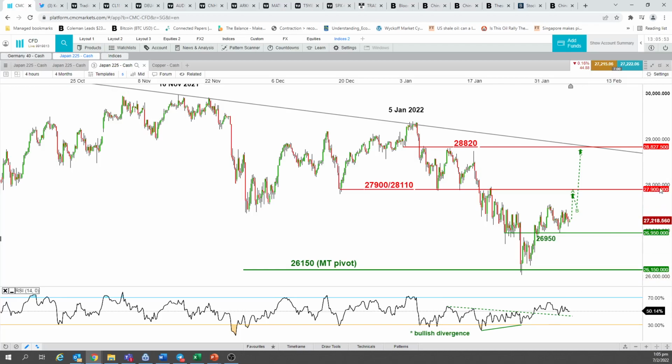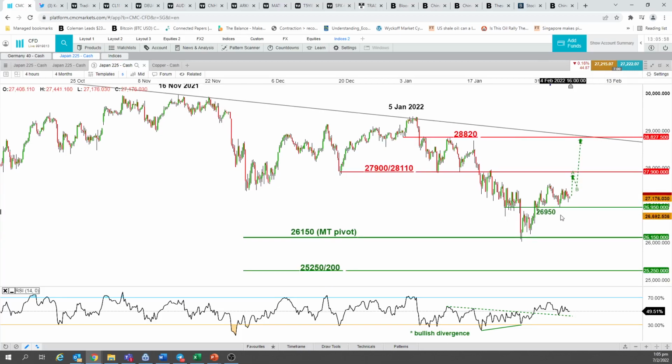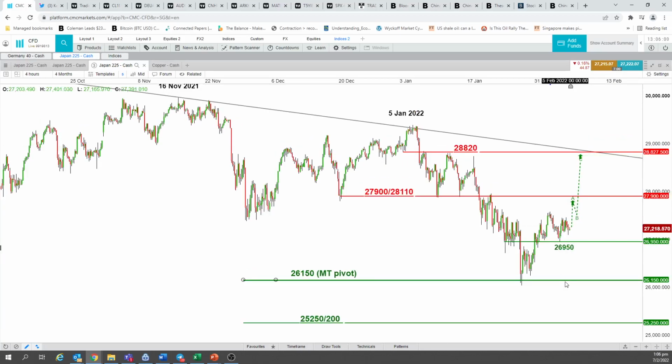Okay, so what we could see over here is we still maintain that bullish bias for the tactical rebound, holding above this key medium-term pivotal support that we set for last week, 26,150. Intermediate support will be last week's low at 26,950. Okay, so as long as this 26,150 holds for this week, we could still see a potential up move to retest this resistance at 27,900 slash 28,110, and above this level could take us up towards 28,820. All right, so what's this level?